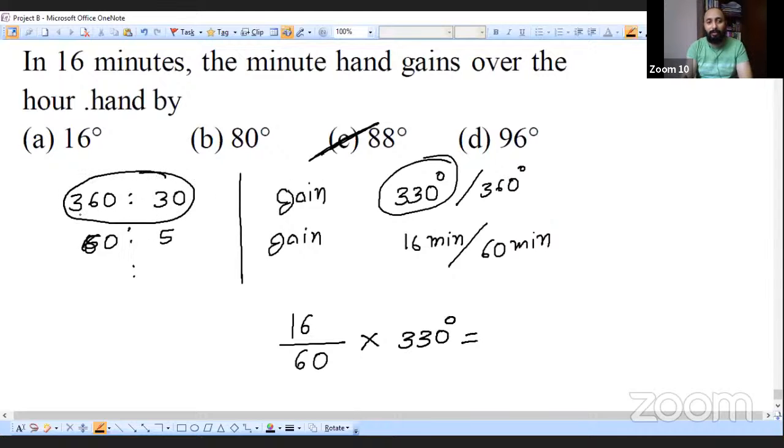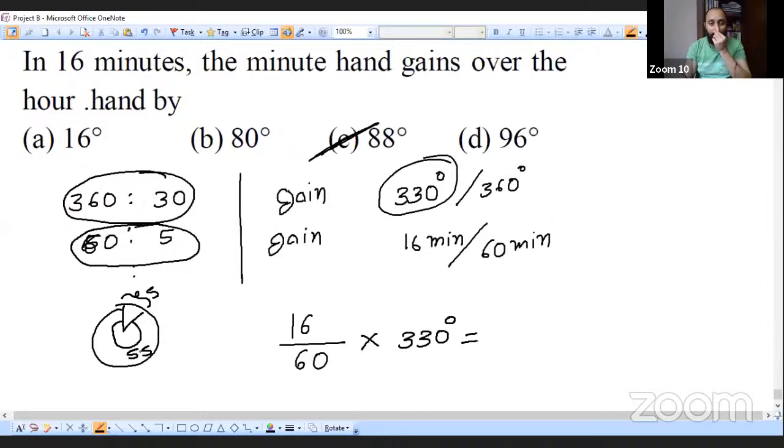The subtraction is 360 minus 30, and that is the gain. In minutes, the gain will be 55 minutes. Are you getting it? That's what I was explaining. This is 5 minutes, and the whole clock is 60 minutes. So the gain is 55. 55 minutes means it is 330 degrees. That is the gain. That's why you will get 88. Got it? Okay.